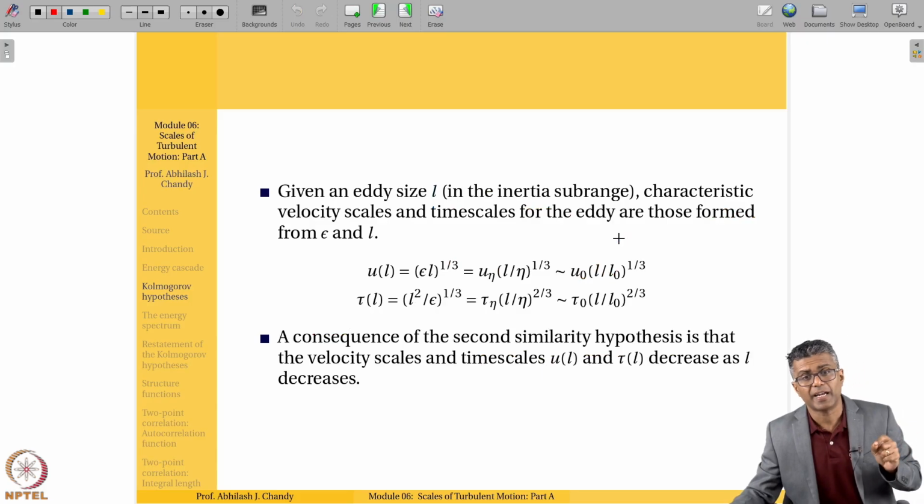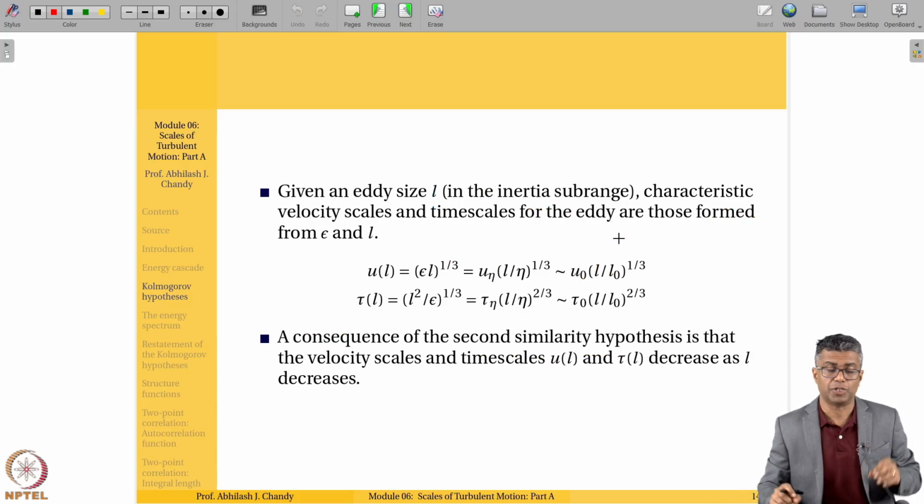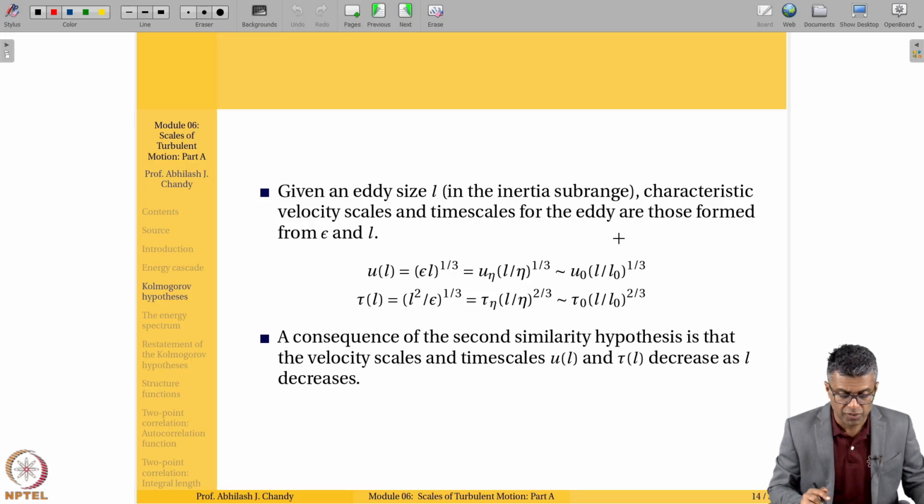Now, given an eddy size L in the inertial subrange, this is a universal equilibrium range, but it only depends on epsilon. It does not depend on nu. So then you can try to find the ratio of length scales in this range to the largest length scale or to the smallest length scale. That's what we mean by this. Given an eddy size L, characteristic velocity scales and time scales of the eddy are those formed from epsilon and L. So I want to derive this. I am trying to find out what u(L) is.